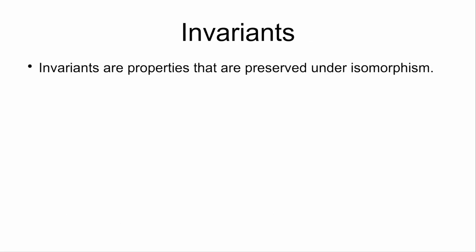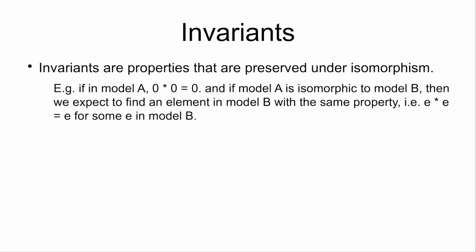At the heart of our filtering algorithm are the invariants, which are properties that are preserved under isomorphism. An example would make this idea clear. Suppose in the operation table of model A, we have 0 times 0 equals 0. We call this kind of element idempotent. Now, if model A is isomorphic to model B, that is, we can obtain model A by renaming the elements in model B, then we would expect to see an idempotent in B also.